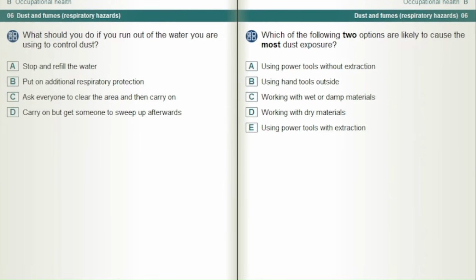What should you do if you run out of the water you are using to control dust? Stop and refill the water. Put on additional respiratory protection. Ask everyone to clear the area and then carry on. Carry on, but get someone to sweep up afterwards.